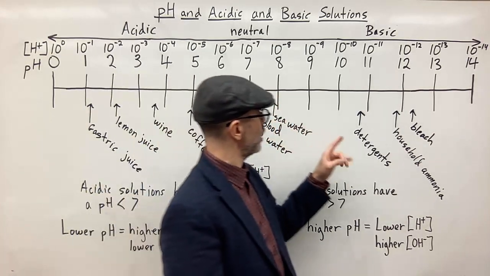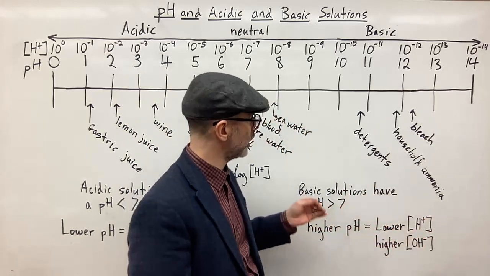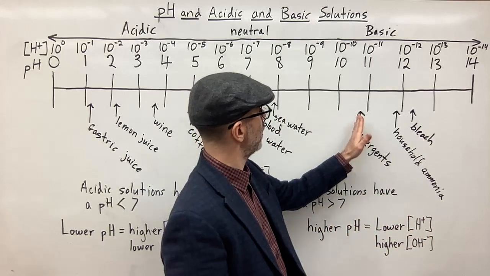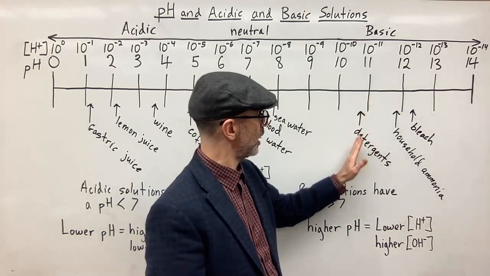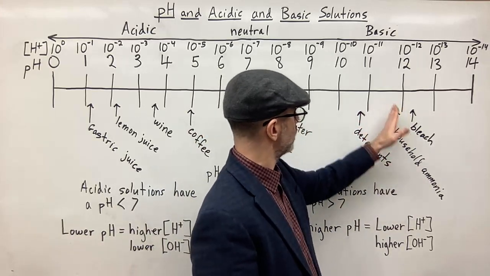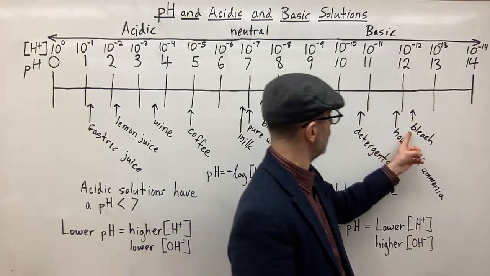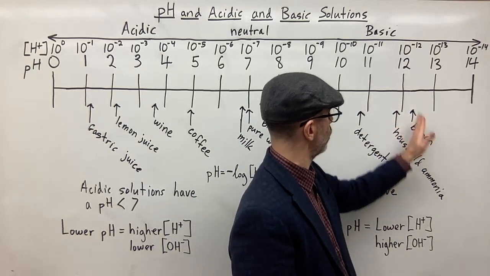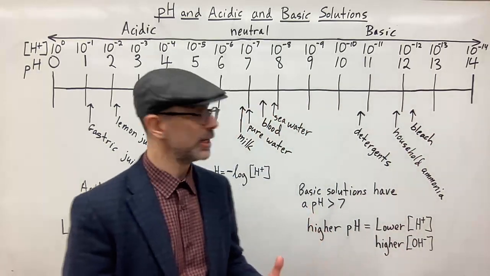And then here, we have our detergents. These would be like the detergents we use to clean our clothes. Those are going to be close to a pH of 11. Again, highly basic stuff. Household ammonia is going to be close to a pH of 12. And then bleach is just above 12, so somewhere between 12 and 13. So bleach is very, very basic.